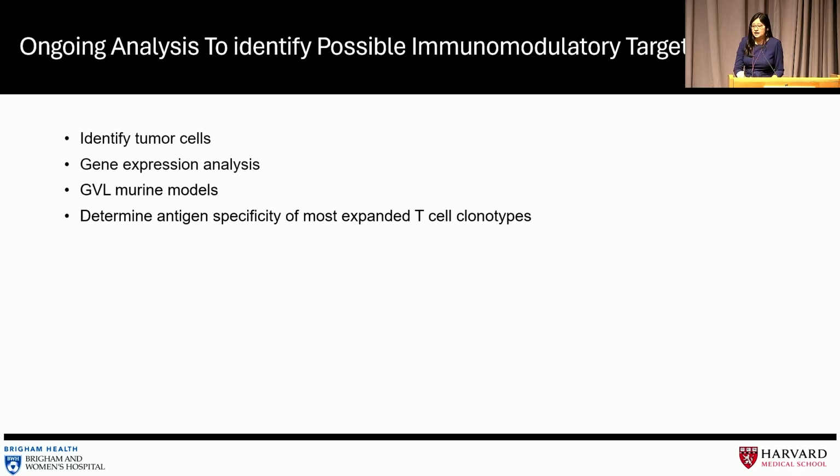Gene expression analysis, so far we've seen that the genes which are more expressed in the relapse patients are genes involved in T-cell effector function. We're building low and high diversity GVL murine models to hopefully test out some interventions. And I think the most difficult part of this is determining antigen specificity of the most expanded T-cell clonotypes, but that is something we want to do as well.